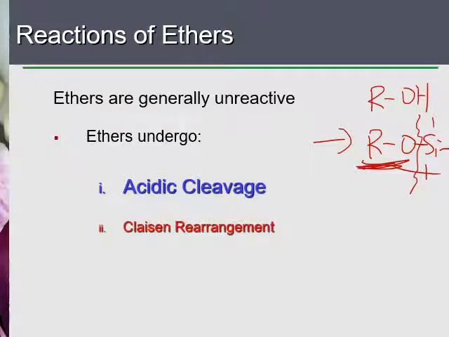Similarly, ethers involving carbons are generally unreactive, and there are two types of reaction we are going to look at. One is acidic cleavage, and the other is Claisen rearrangement.